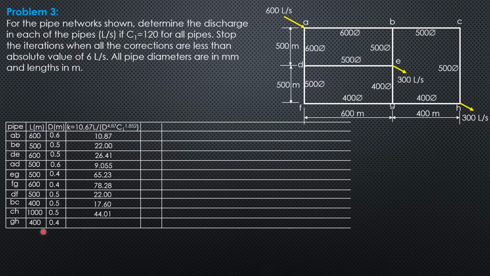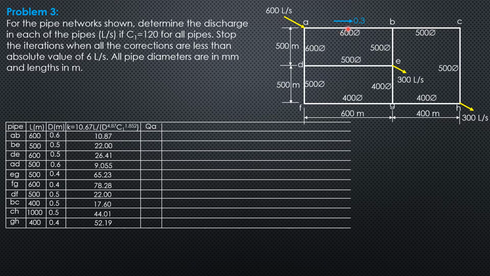44.01. Change the length to 400 for GH. This is CH, which is 1500 plus 500. So it is 52.19. Next, let's assume the flows, QA.